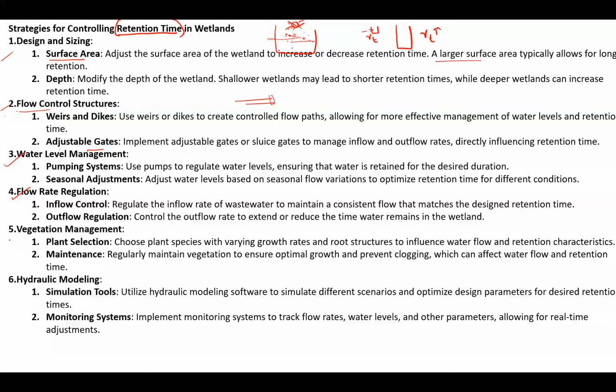And flow rate regulation, vegetation management, okay, that's also very important, which plant we can choose. That depends on what kind of wastewater you are putting in. So according to that we can select the plants.